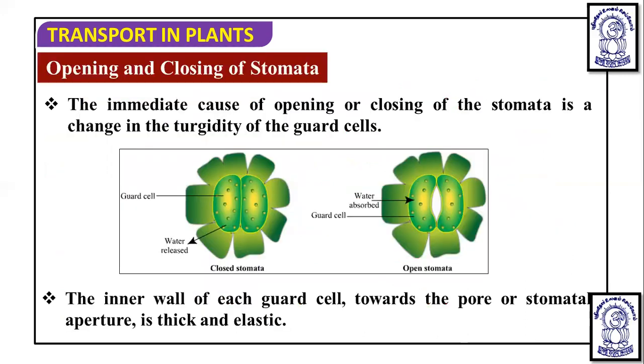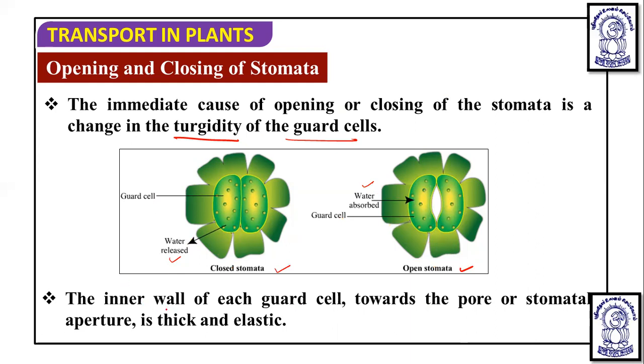After the internal and external factors affecting transpiration, now we are going to talk about the stomata, mainly because transpiration occurs through the stomata. We have to understand how stomatal opening and closing take place. The immediate cause of opening or closing of stomata is the change in the turgidity of the guard cell, and turgidity explains the water status of the guard cell. If the water status is less in the guard cell, meaning water is released, then the stomata get closed. If water is absorbed in the guard cell, the water status will be more, the guard cell will swell, and due to this the stomata will open.